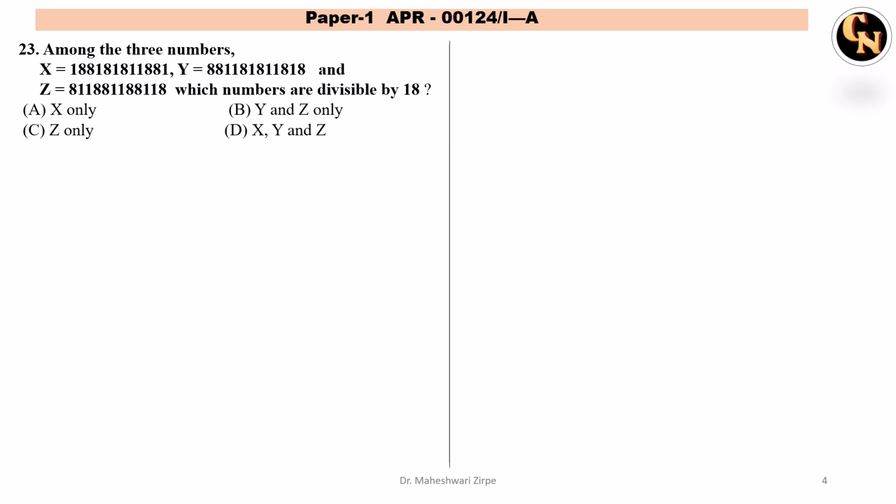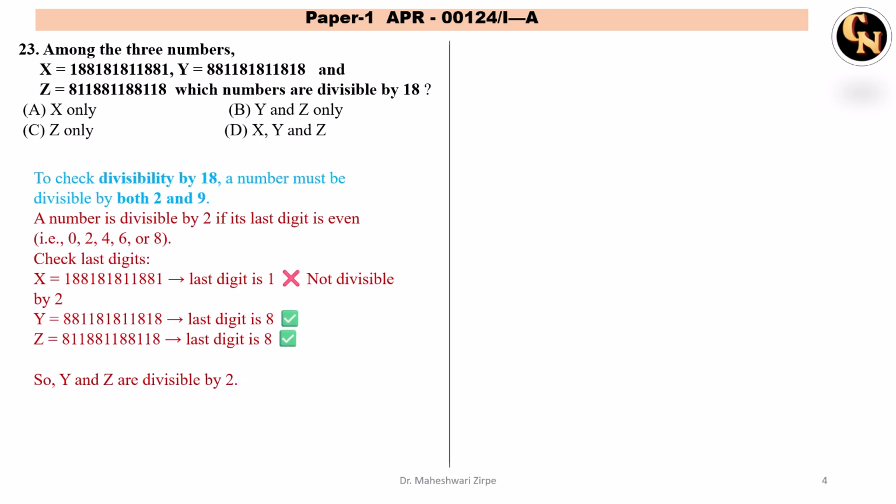Now for this, there is one thing we have to do. In the previous question we took the factors of 10, 2 into 5. Similarly here also we have to take the factors of 18 and see. First thing you have to do is check the divisibility of 18. Now 18's factors are what? 2 and 9. So first we will check whether it is divisible by 2 and then by 9. Now let us write all the numbers x, y, z.